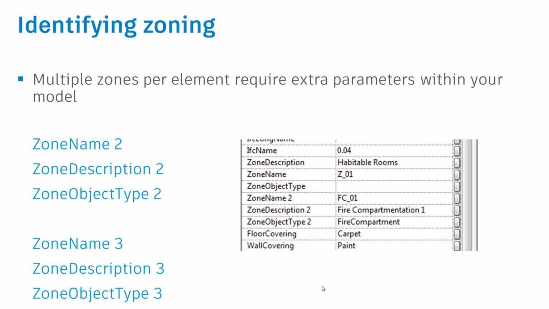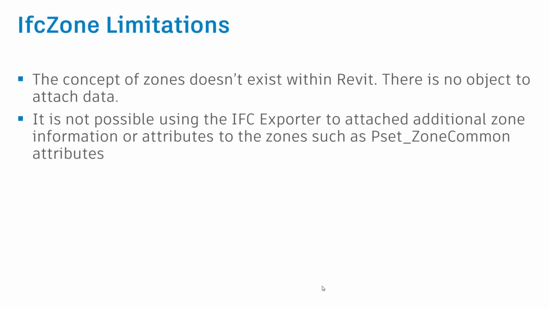And you can actually define multiple zones. So we have an example here where we've defined a habitable rooms zone, and we've called this zone 1, and fire compartmentation. So we've defined two zones here, and then these will export out to IFC.